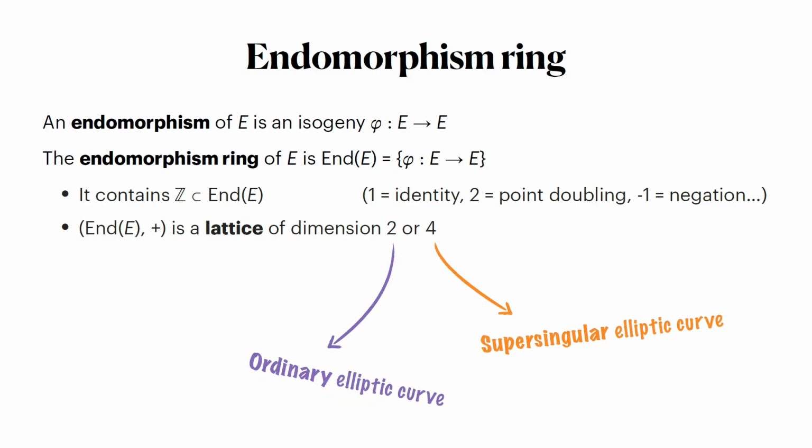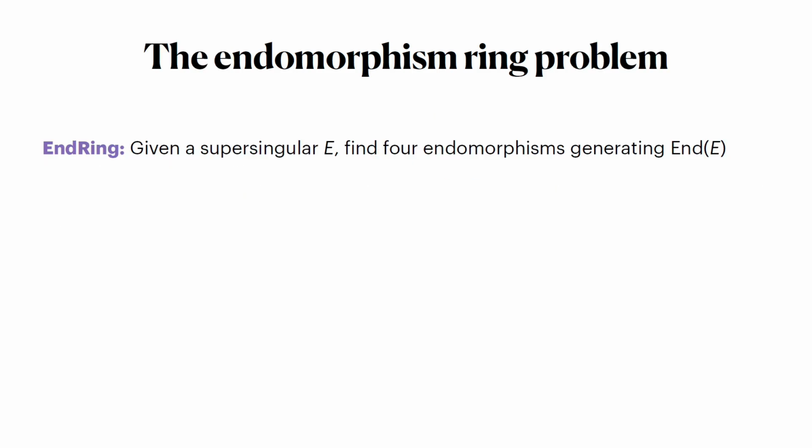So we have this dichotomy of cases. The dimension of the endomorphism ring is either 2 or 4. 2 corresponds to the ordinary case, 4 to the supersingular case. And the supersingular case is the case we care the most about in isogeny-based cryptography. And now we have another computational problem. What if I give you an elliptic curve? Can you find this lattice? It's the endomorphism ring problem. Can you find 4 endomorphisms that generate them all?